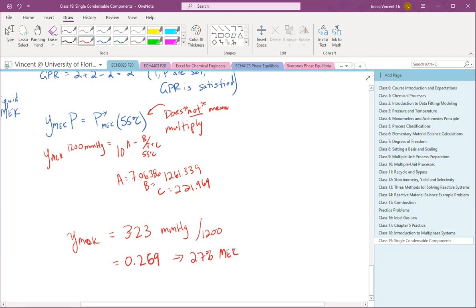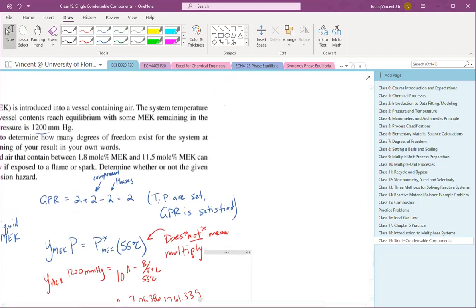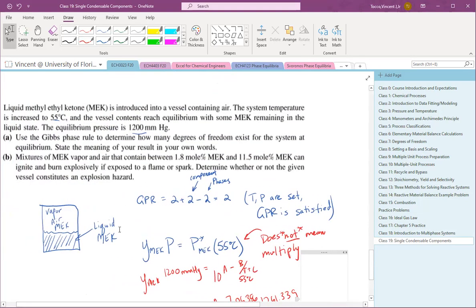MEK. So let me go back to the problem statement and see what exactly it wanted me to find. Mixtures of MEK vapor and air that contain between 1.8 and 11.5 percent can ignite and burn explosively. So because I have 27 mole percent MEK, I don't have a danger here. This particular mixture is not susceptible to igniting.